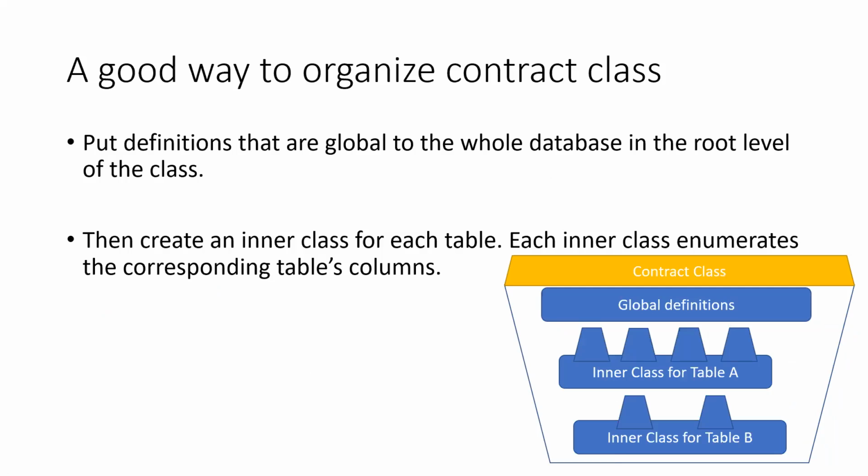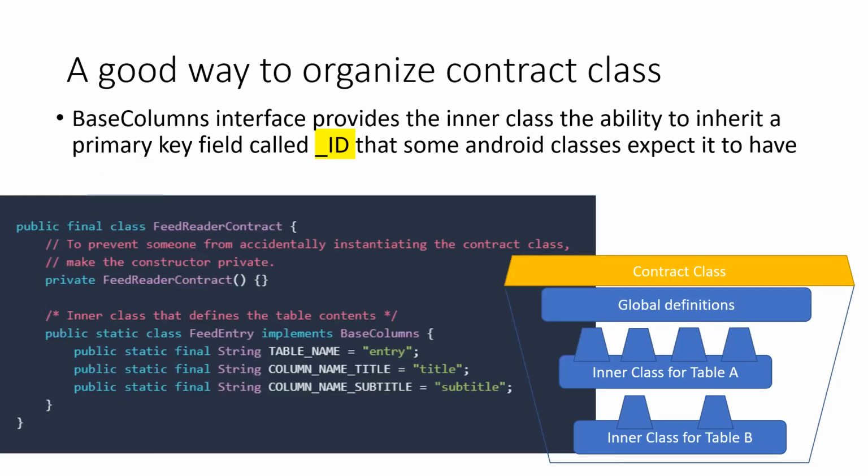What we're going to do in the contract class is take the global definitions that we talked about in the last slide. This is at the root of the contract class, and then you have some inner classes. Let's say you have two tables, table A and table B. This is a hypothetical graphical image so that you remember what is in a contract class. If you think of a contract class, just think of this image and everything will get into place. And this is a piece of code showing how a contract class is going to look.